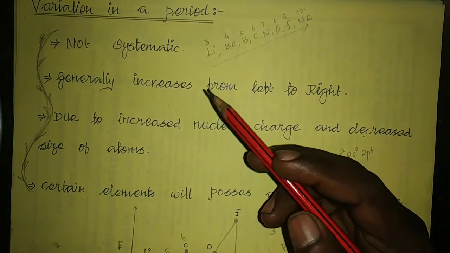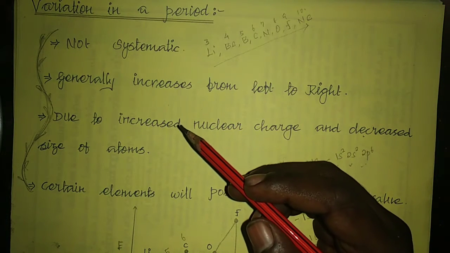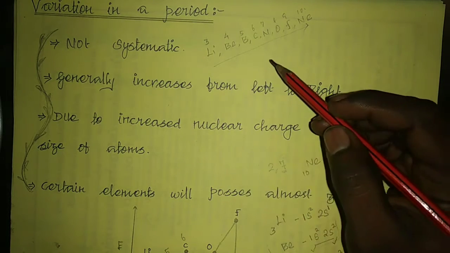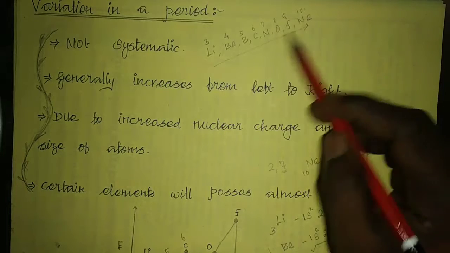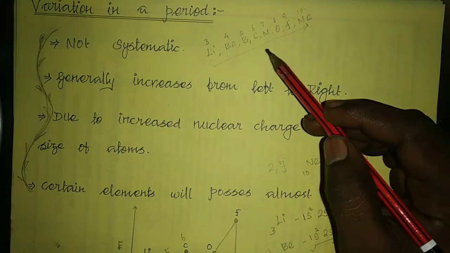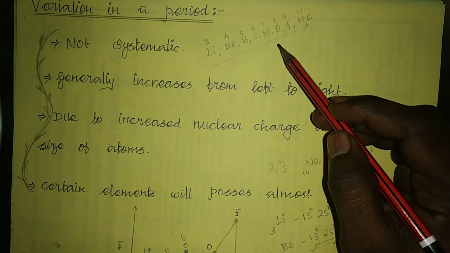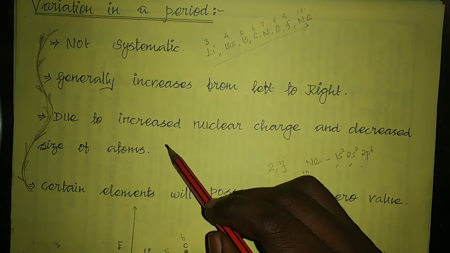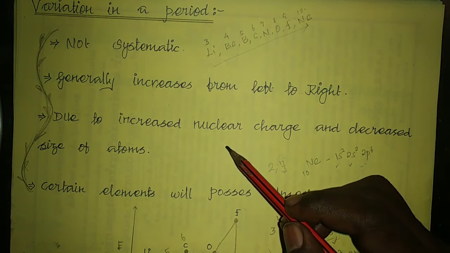Okay, so this property, electron affinity, does not show a regular trend. It is increasing from left to right in a period. From lithium to neon, it is increasing with some deviations. With some small deviations, from left to right the value of electron affinity increases, and the reason for this increasing value is due to the increased nuclear charge.